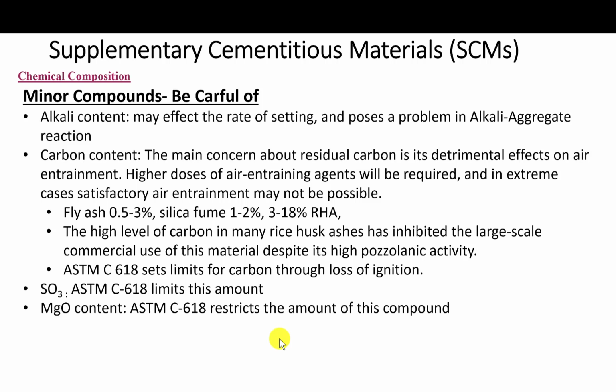Also, ASTM C618 restricts the amount of SO3 and reduces the chances of unsoundness due to the hydration of the periclase. You remember we talked about soundness, or the unsoundness due to the late reaction of magnesium oxide, which will be expansive and will result in cracking. So ASTM C618 puts a limit on this, basically through the autoclave expansion test.